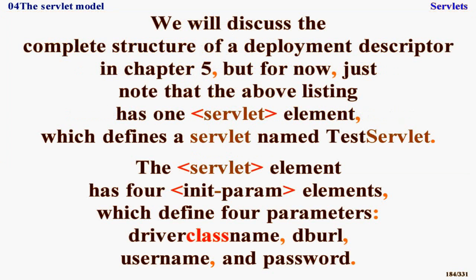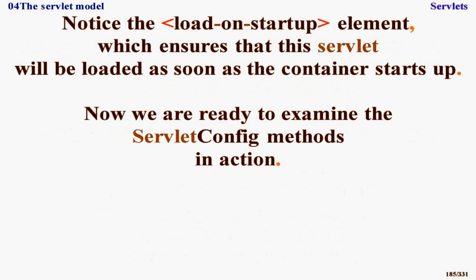We will discuss the complete structure of a deployment descriptor in Chapter 5, but for now, just note that the above listing has 1 servlet element, which defines a servlet named TestServlet. The servlet element has 4 init-param elements, which define 4 parameters: driverClassName, dbURL, username, and password. Notice the load-on-startup element, which ensures that the servlet will be loaded as soon as the container starts up. Now we are ready to examine the ServletConfig methods in action.